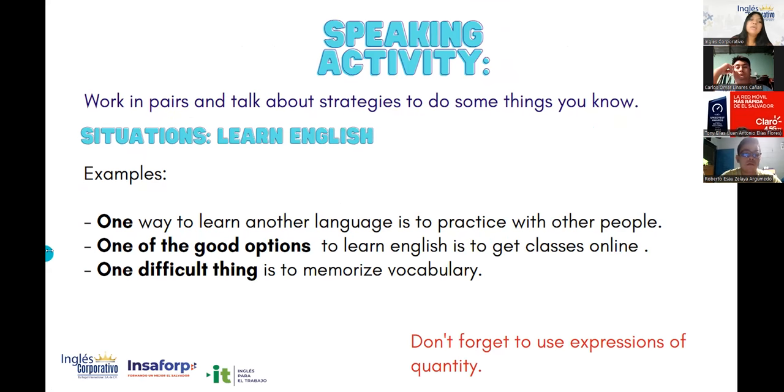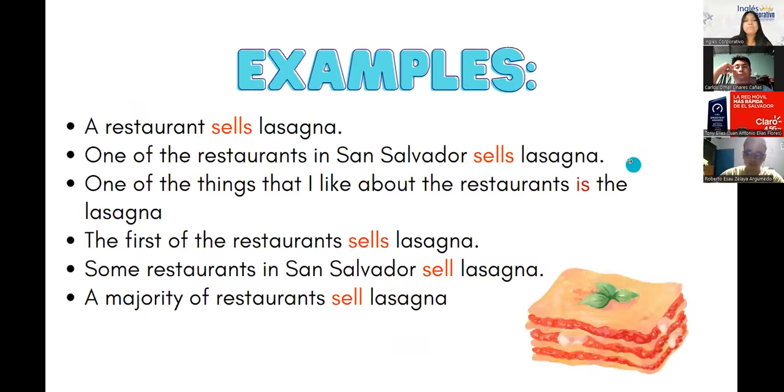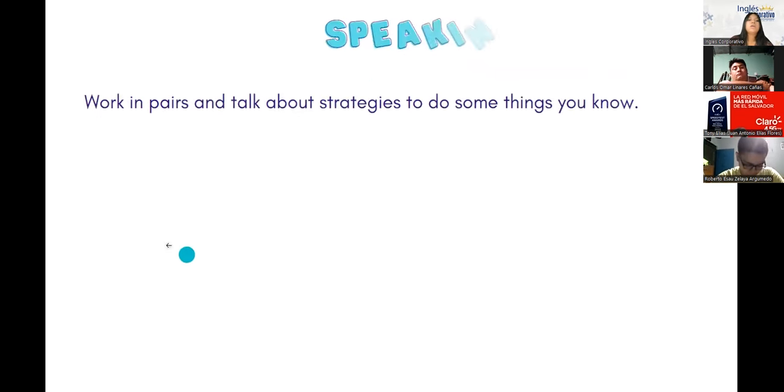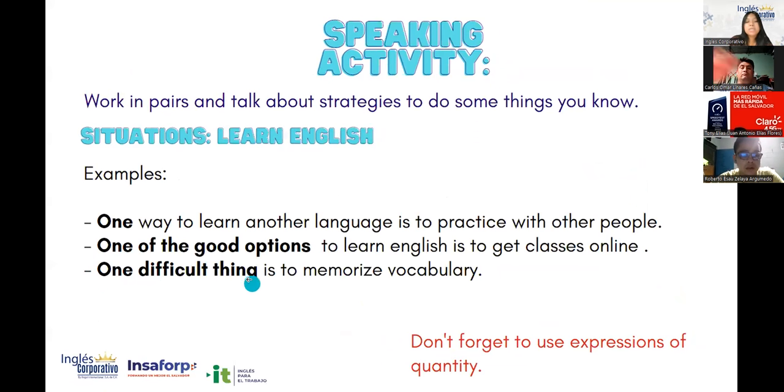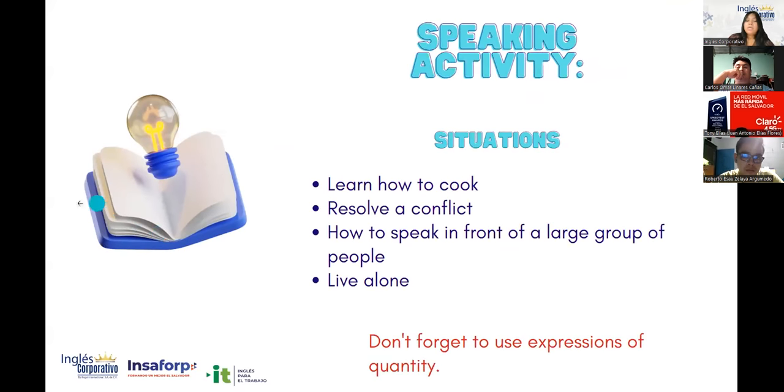Look at this. We are using expressions of quantity, yeah? In this case, that's what you need to do. So, one difficult thing is to memorize vocabulary. What I need to do is write at least three sentences using expressions of quantity depending on the situation. For example, learn how to cook. One of the most difficult things to learn is to learn the recipes by heart.